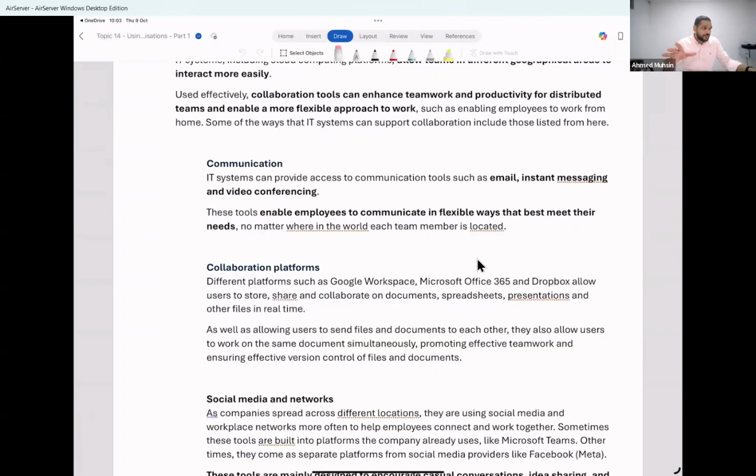Do you all believe that? It's possible, right, in today's world? In today's world, I can share a link to a file with all of y'all, and all of y'all can work upon the same file at the same time. You get it? You guys can be all located in different parts of the world. Collaborative working. Okay, keep reading it. And ensuring effective version control of files and documents.